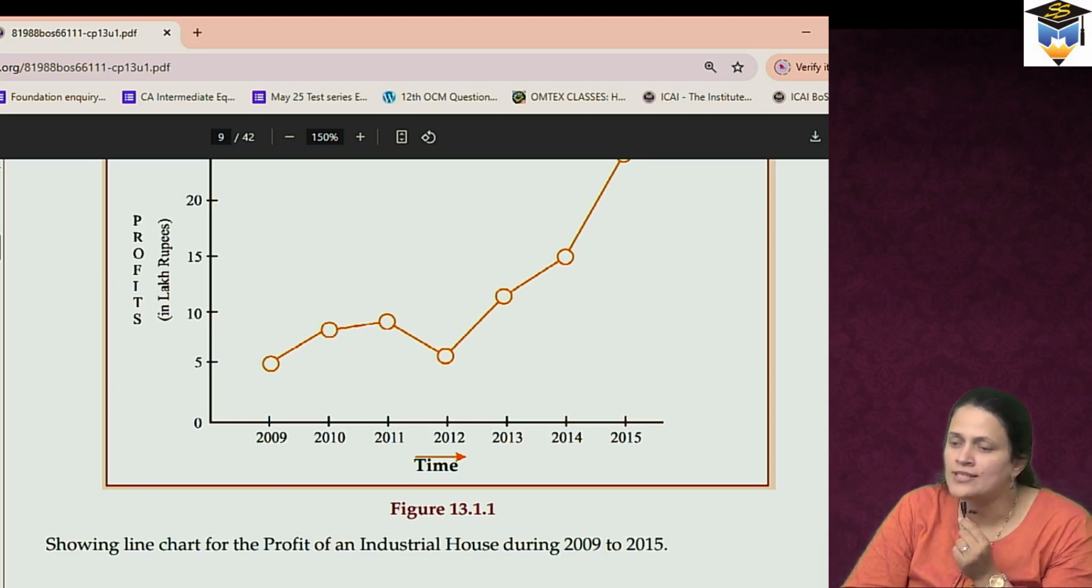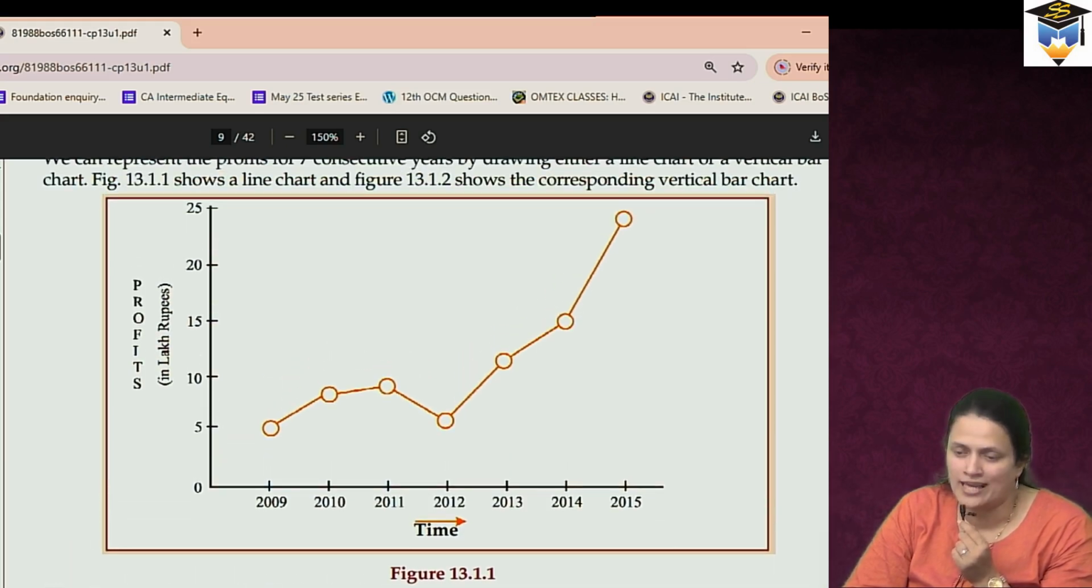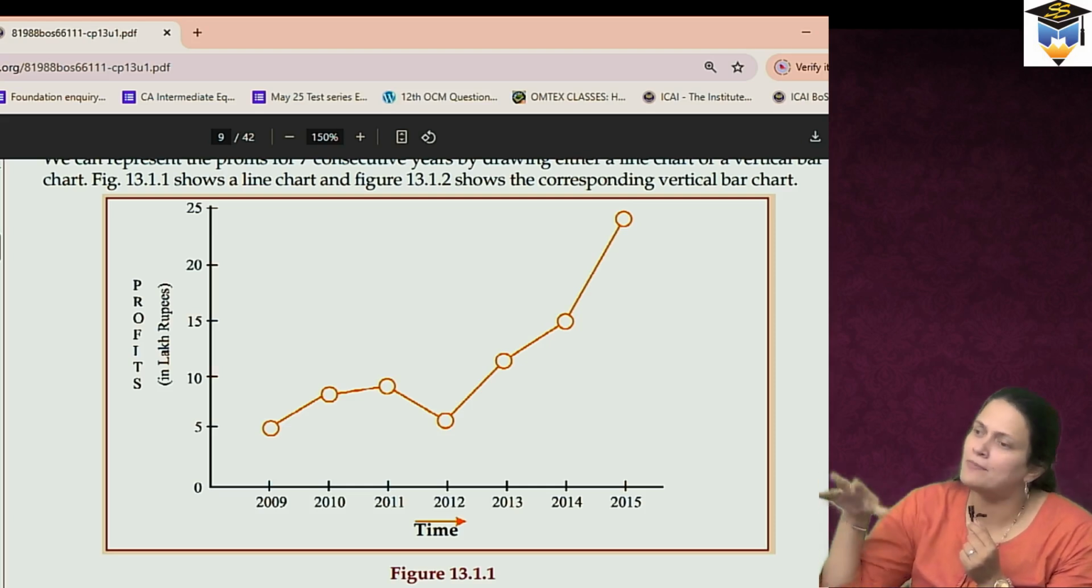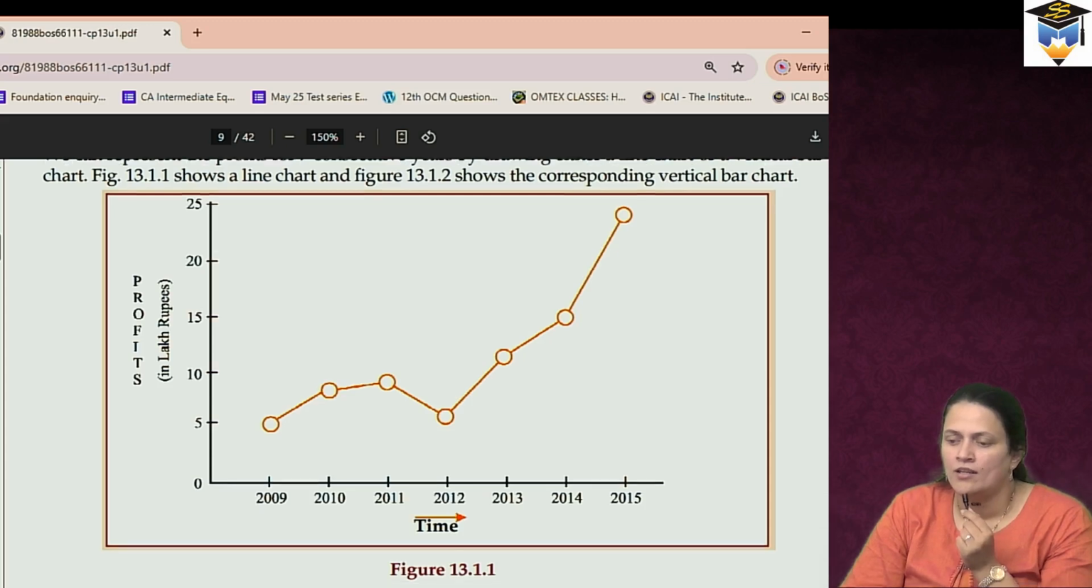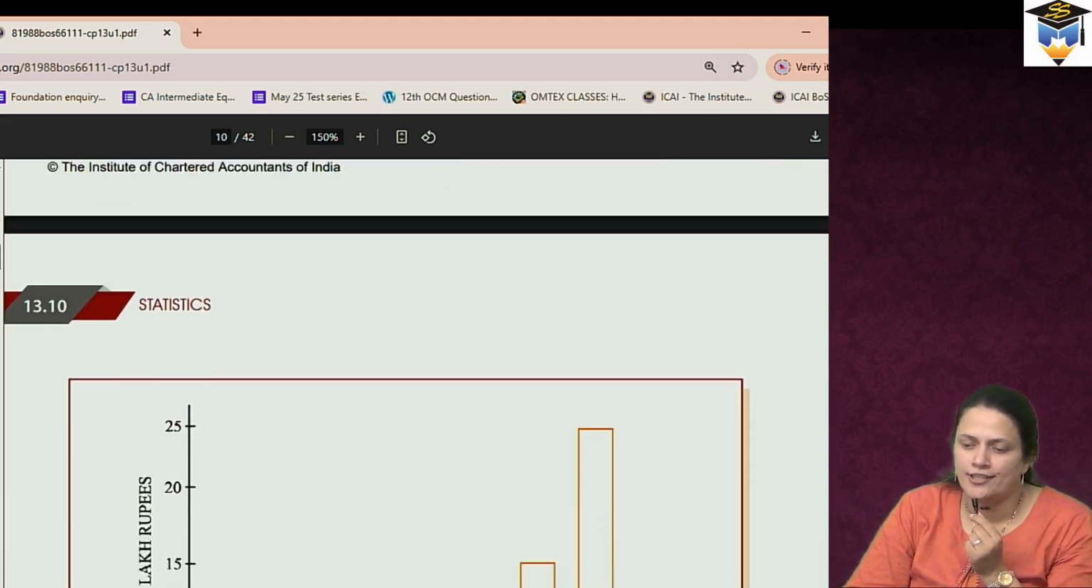Okay. Now from this data we can see that the profit has increased in the year 2015. It is the lowest in the year and it has reached a minima. In which year? Minima means the minimum value. Maxima means the maximum value. So maybe 2012. So this is called as a line chart or a line graph.